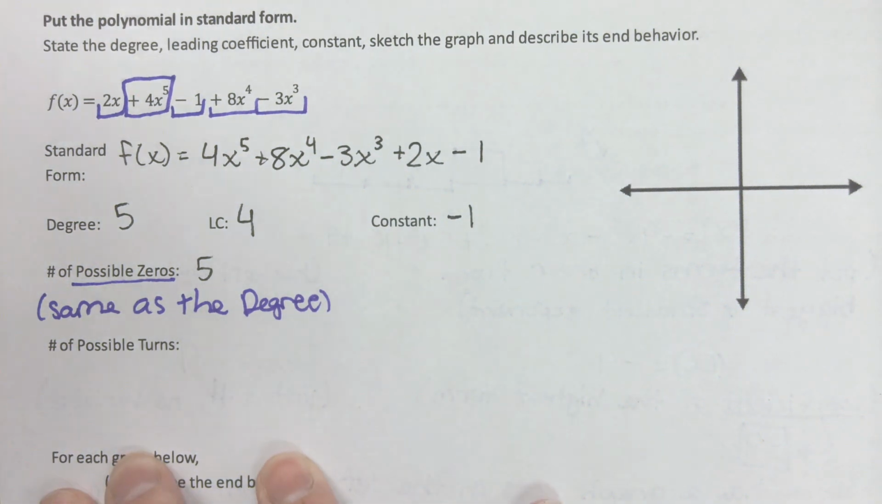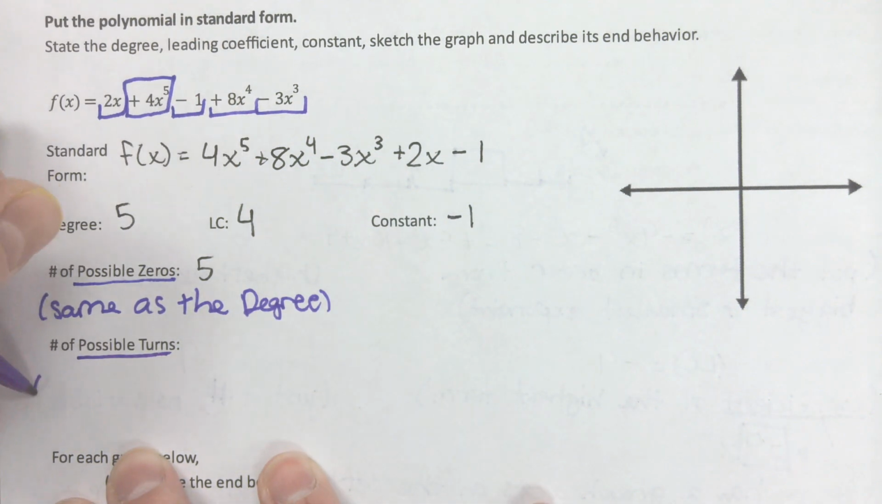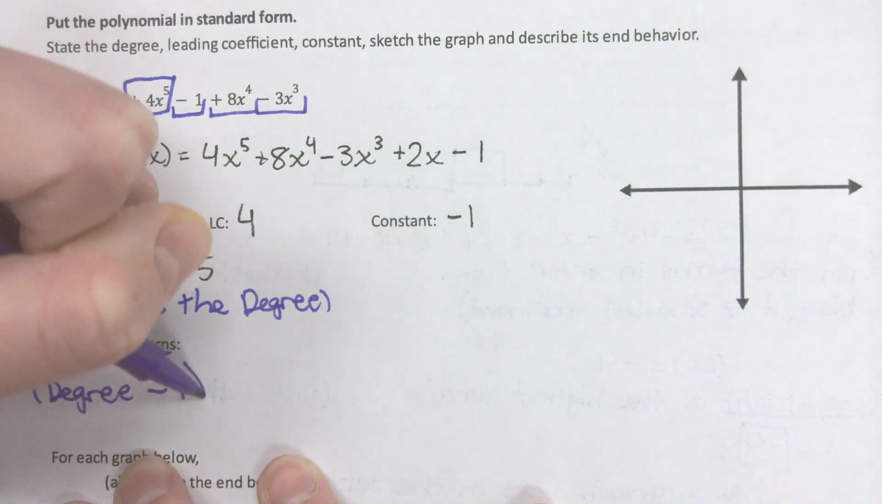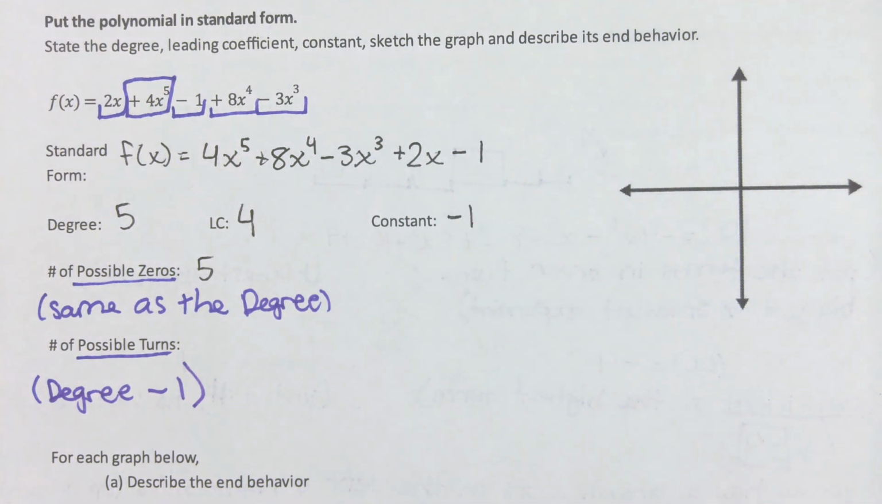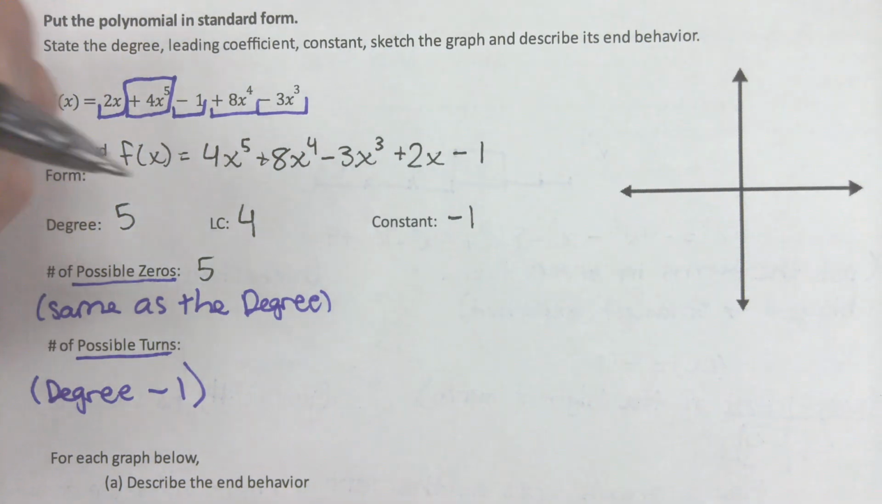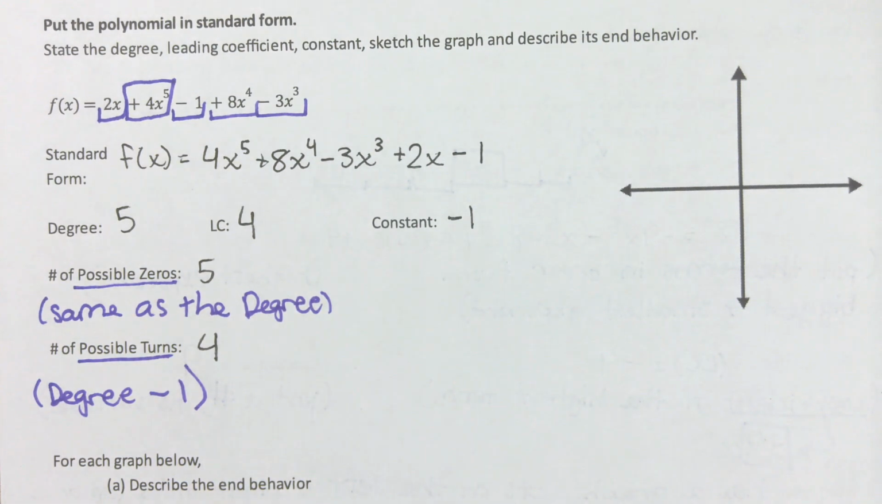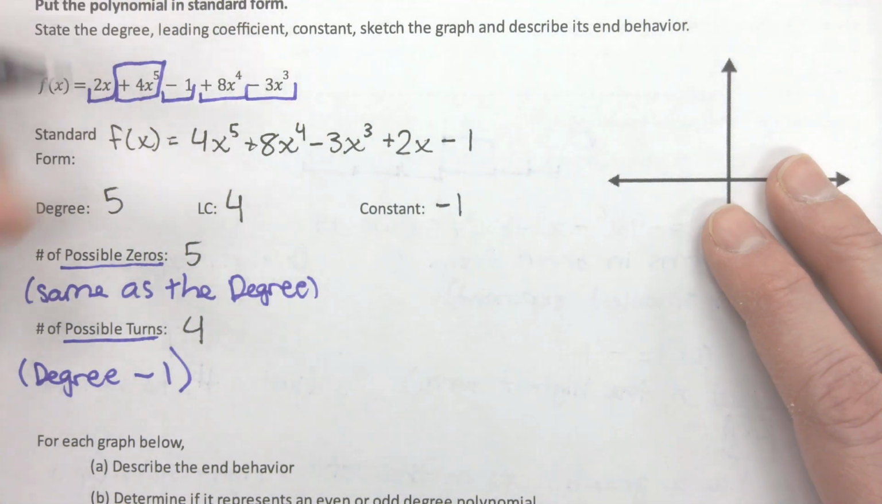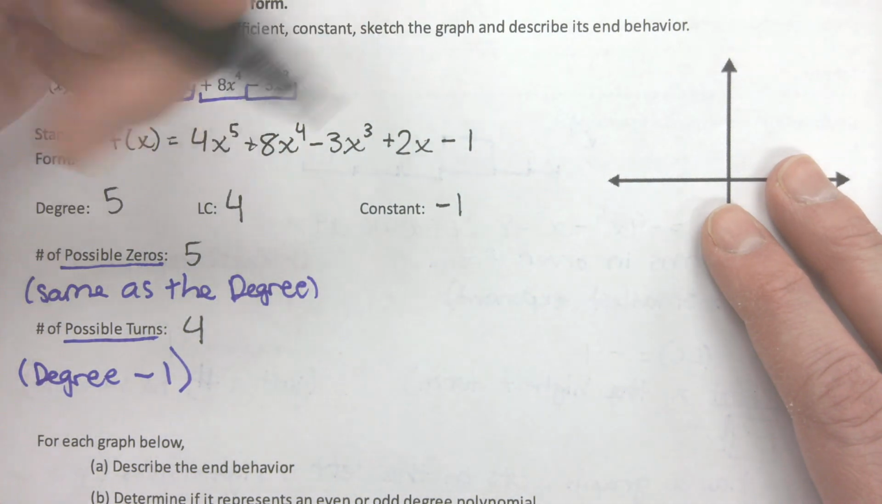Number of possible terms. This is the degree minus 1. Or possible zeros minus 1, however you want to see that. Our degree was 5, so there are 4 possible terms. Again, not a guarantee, but that's how many there could be. There's one more vocab term I need to add here that I forgot about, and that's end behavior.